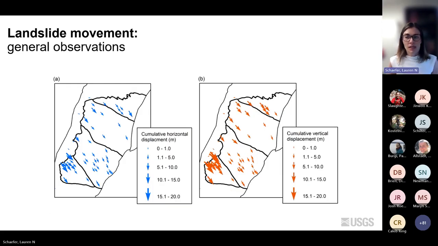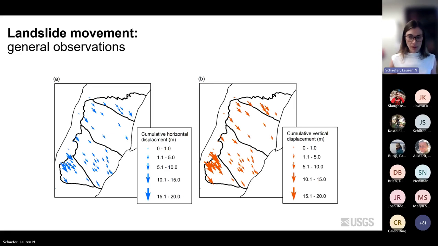This is showing manual feature tracking over the full study period. This is done using that LiDAR data and manually tracking those features. And I think this does a good job of showing the spatial variation across the landslide. This is horizontal displacement on the left, vertical on the right, both have the same plunge. This really emphasizes that the kite has been experiencing the largest displacements over our study period.